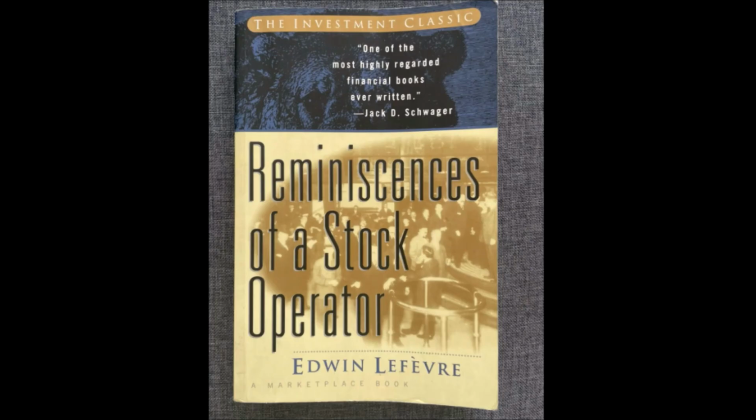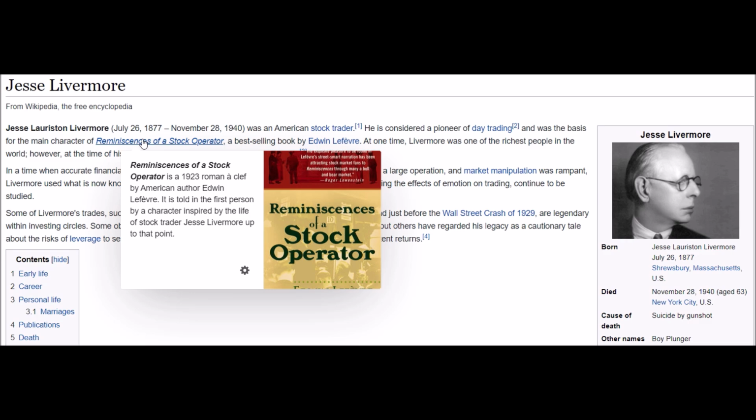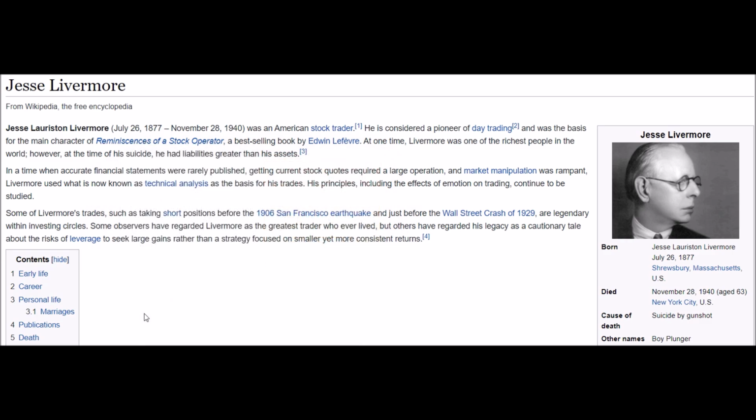Just continuing part 2 of Speculation is as Old as the Hills, traders. This is the book written by Edwin Lefebvre, Reminiscences of a Stock Operator, written in, I believe, 1923, about Jesse Livermore. You can read this book and learn a lot more about Jesse Livermore just by Googling him, but reading this book can give a ton of valuable insight into Wall Street and nothing new under the sun.